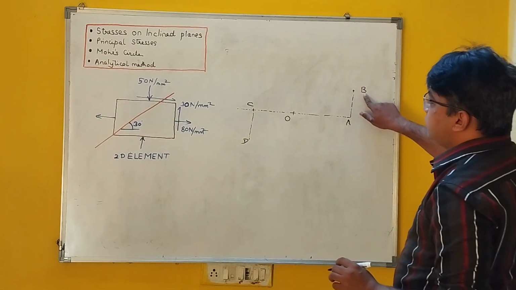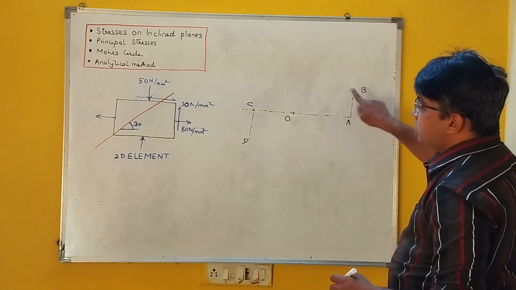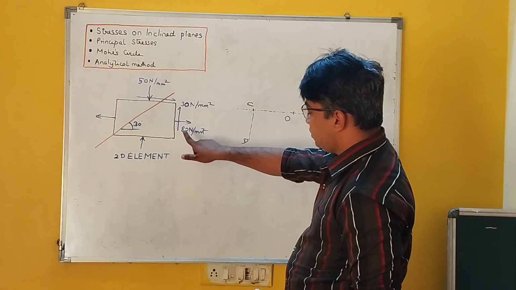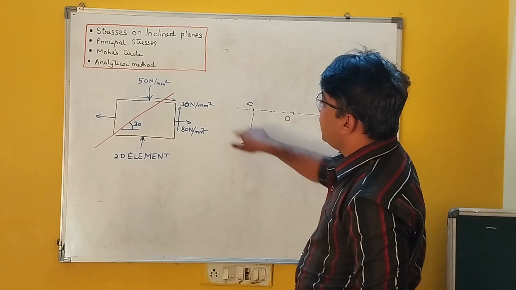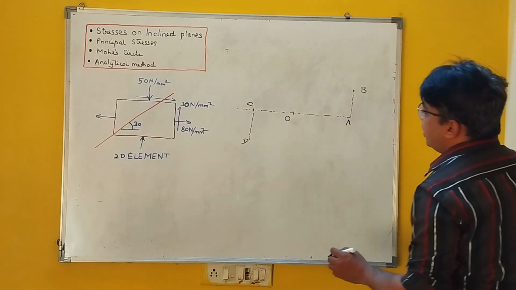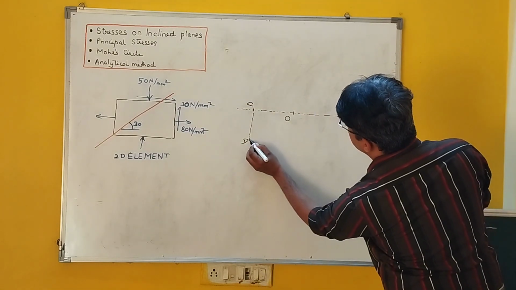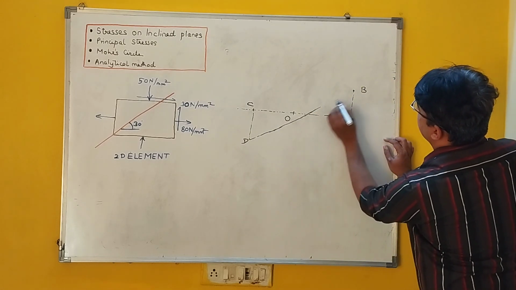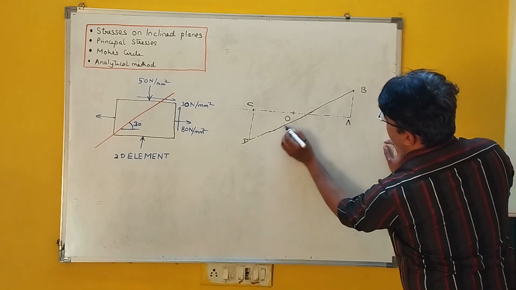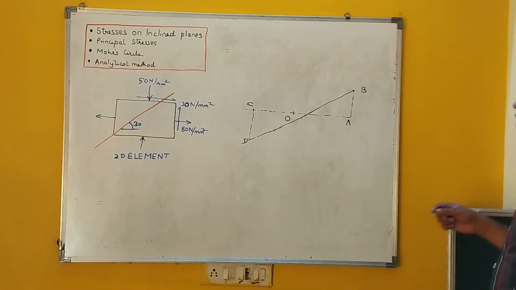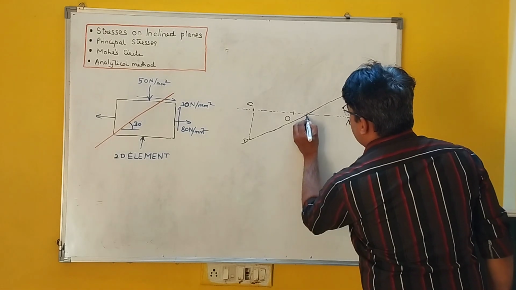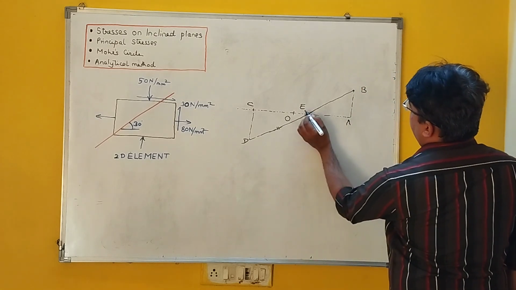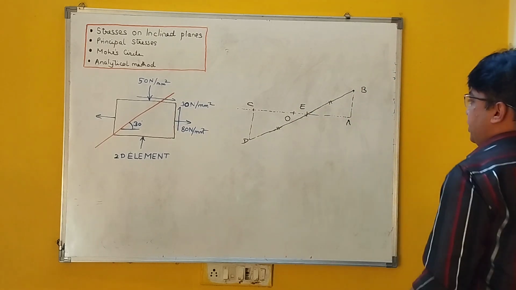So this B point represents this plane and D point represents this plane. So now what has to be done? A line joining B to D is constructed. So this is the line joining B to D. This is the reference line and we get center as E. So this ED and EB, they are equal in magnitude.